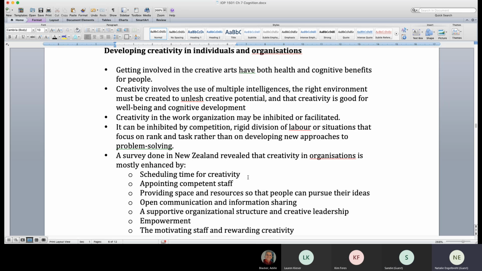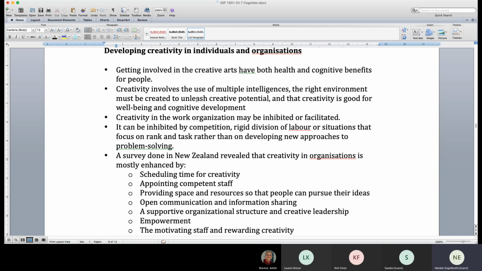Creativity involves the use of multiple intelligences. The right environment must be created to unleash creative potential. And that creativity is good for well-being and cognitive development. Can you see how important it is?